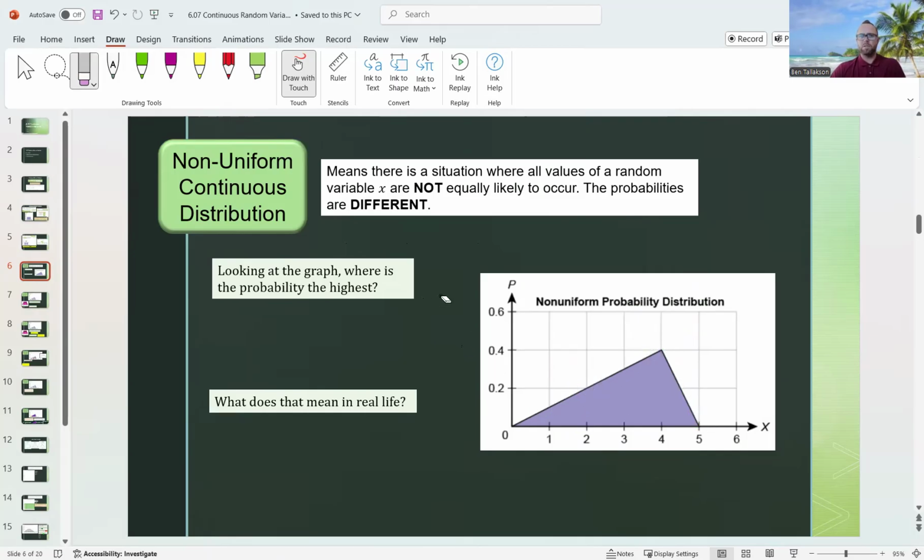Where is the probability the highest? Well, at the top, right? Right here, at 0.4. Highest probability. And what does that mean in real life? Well, we weren't given a specific example here, but it means at 4, whatever that value of 4 is, we have the highest chance of whatever it is happening.